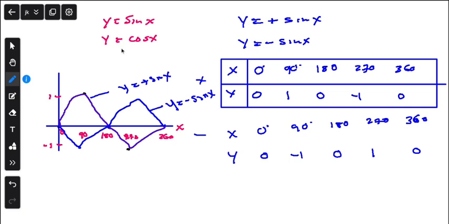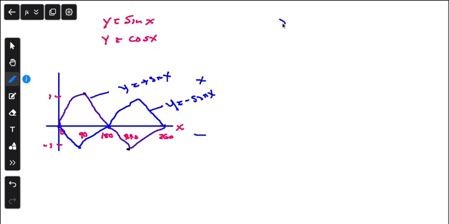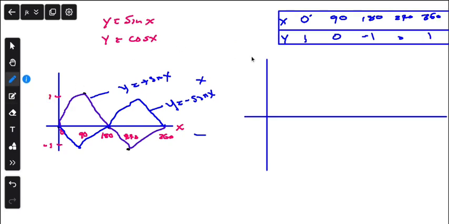Now let's try to look at what cos is. So this one is starting from 0, as you can see. Now let's see the behavior of the graph for cosine. Let me just make this one here. If I put 0 degrees here, I'm going to get 1, isn't it? If I put 90, I'm going to get 0. If I put 180, I'm going to get negative 1. If I put 270, I'm going to get 0. If I put 360, I'm going to get 1. So this is what I have.